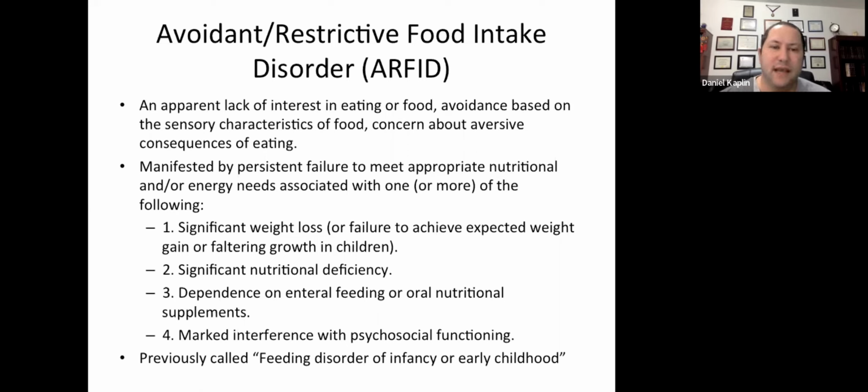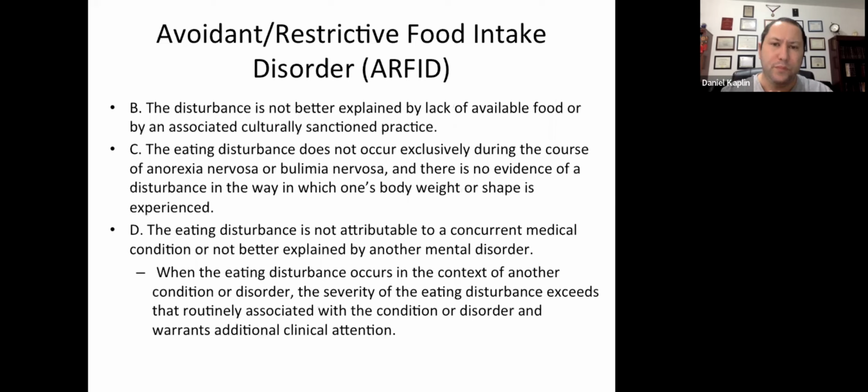And that causes at least one of the following problems: significant weight loss. So you might hear the term failure to thrive connected to ARFID, a significant nutritional deficiency, the need for oral supplements, and it interferes with some kind of psychosocial functioning. So the dysfunction component of all disorders is there.